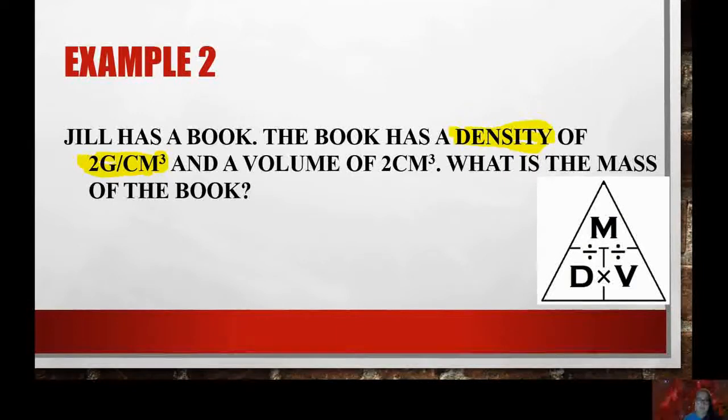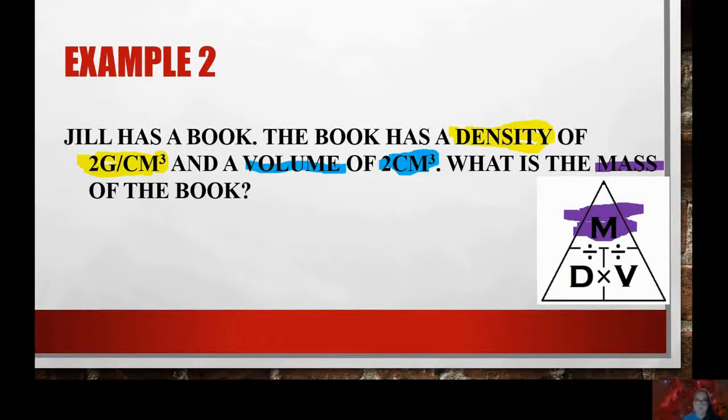And then, and a volume of, so now they're telling us the volume is 2 centimeters cubed. What is the mass? So now what we're looking for is the mass. So since we're looking for the mass, that's what we cross out in this triangle. That's what we don't know.